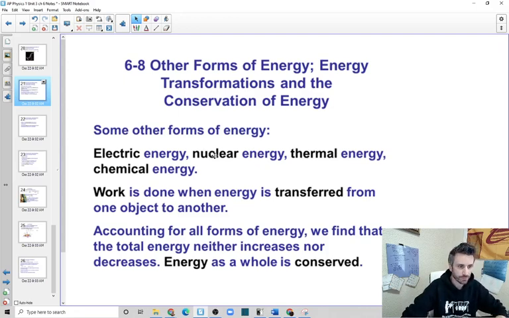Nuclear energy, we're not going to look too much into that, and we will look at electrical energy later in the year. So this is the topic that we will still talk more about. Work is done when energy is transferred from one object to another, or you can look at work as simply defined as: if something has energy, it has the ability to do work. That is a very simplistic definition, but works for most purposes.